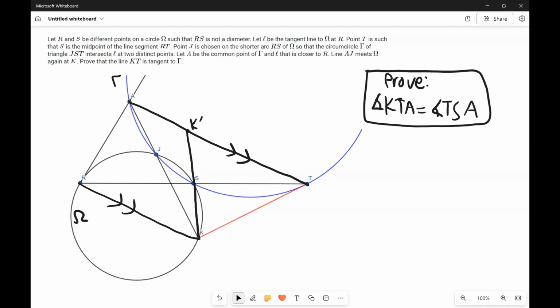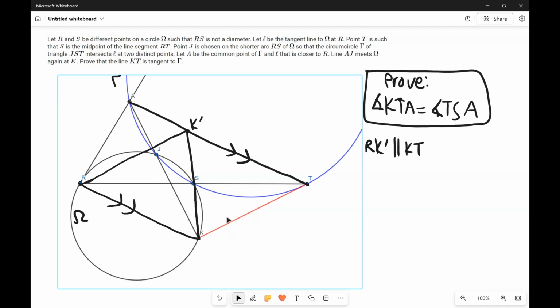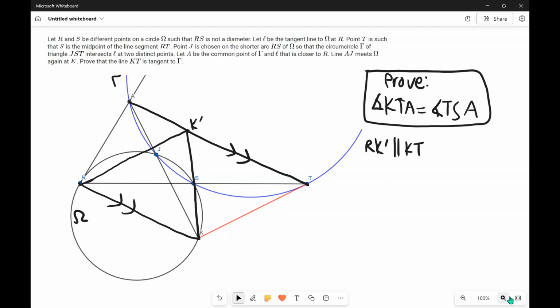Now that we have this parallelogram in place, we can also construct the other side of the parallelogram, so this line here, such that RK prime is parallel to KT. So let's go ahead and list out these properties. RK prime is parallel to KT, which gets rid of this red line being randomly thrown in here. Then we also have that K prime, S, K are collinear. And so are K prime, A, and T. Let's see what we can do with it.